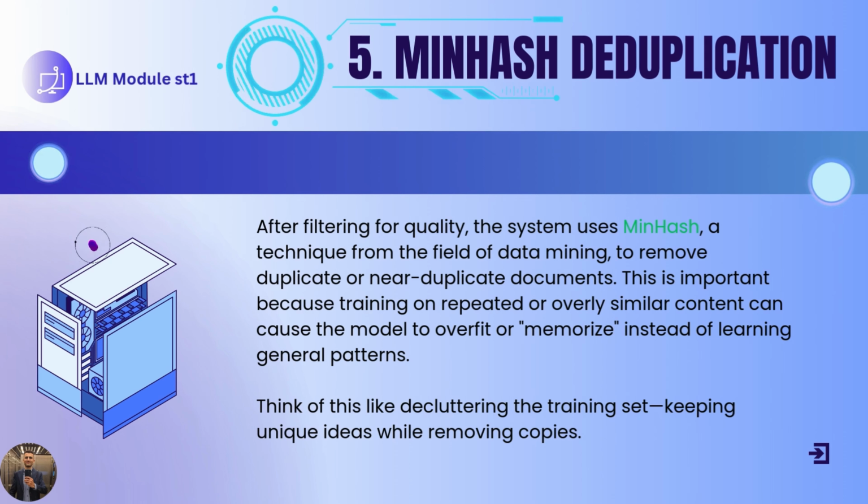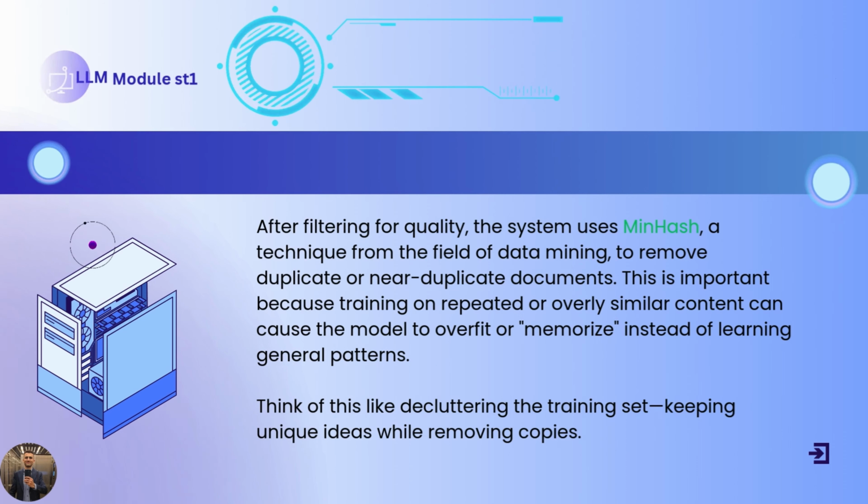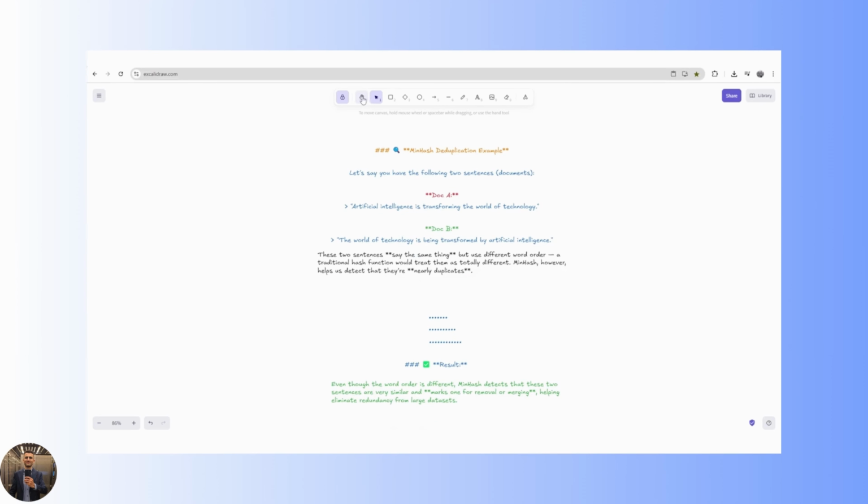Go ahead, Eva, take it from here and explain to us what the MinHash filter is. Sure. Here's a simple and clear example of MinHash Deduplication, which is used to detect and remove near-duplicate documents or web pages, especially in large-scale datasets like Common Crawl.